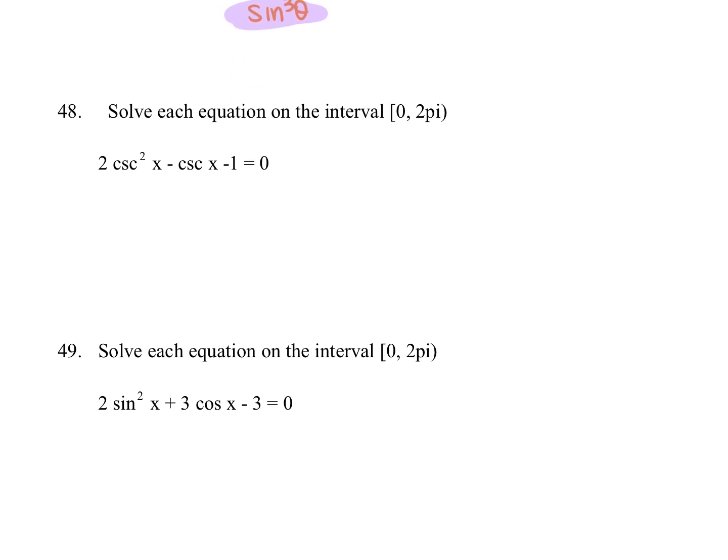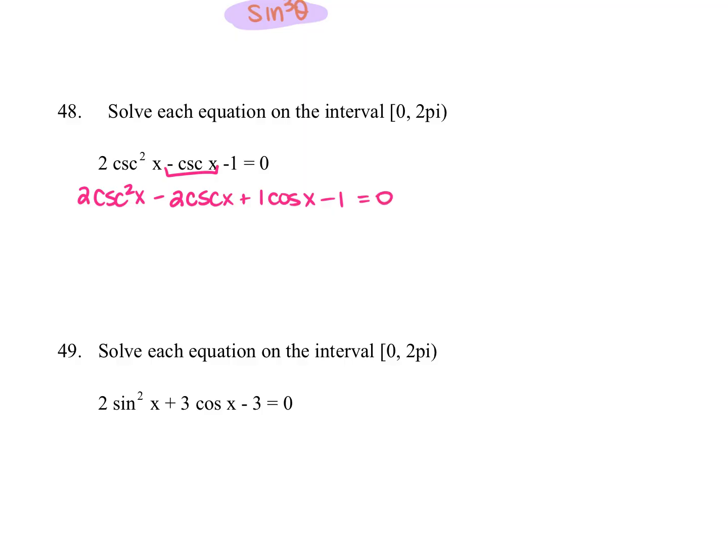Next, we're doing number 94 from your review. We have 2 times cosecant squared x minus cosecant x minus 1 is equal to 0. For this, we are going to multiply that 2 times negative 1. It gives us negative 2, so we're rewriting that negative cosecant x as 2 times cosecant squared x minus 2 times cosecant x plus 1 times cosecant x minus 1 is equal to 0.